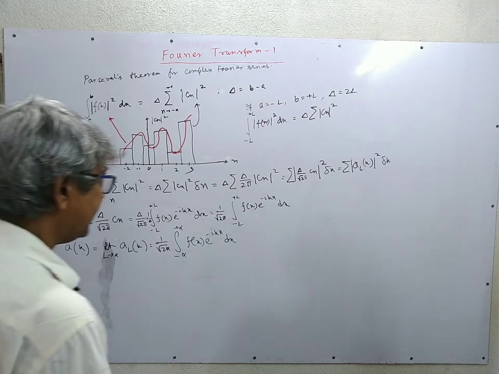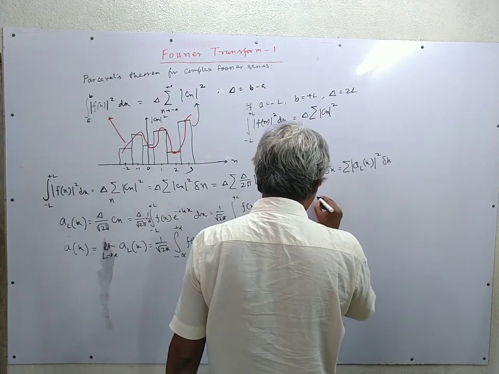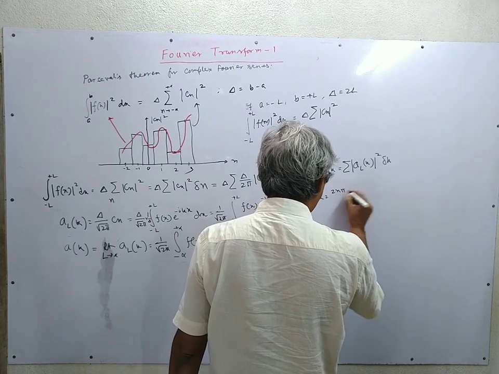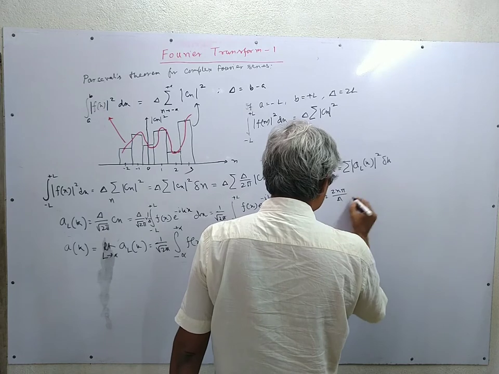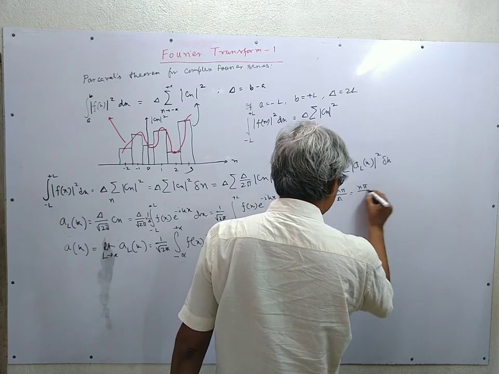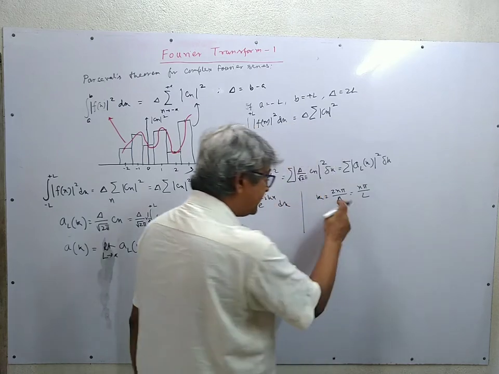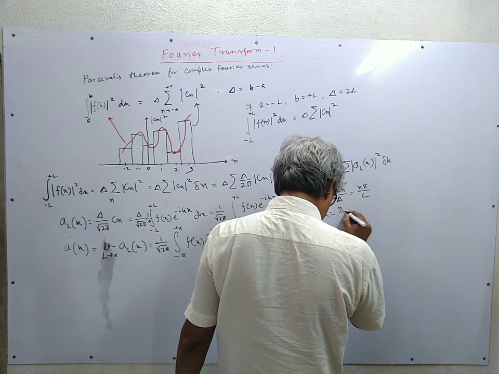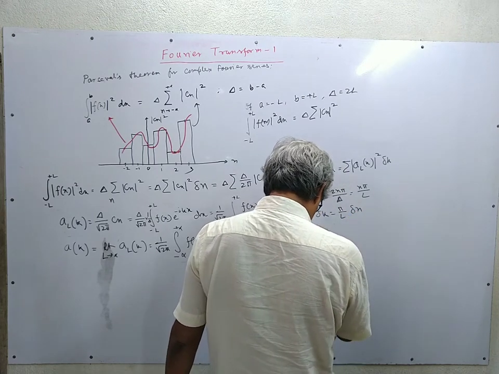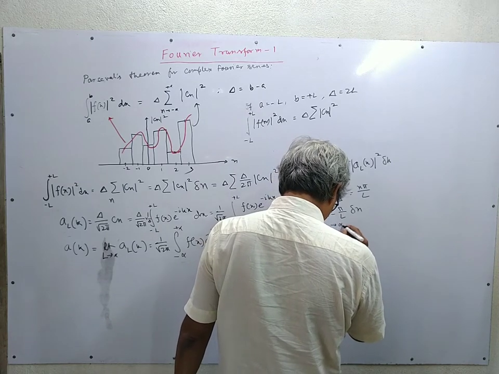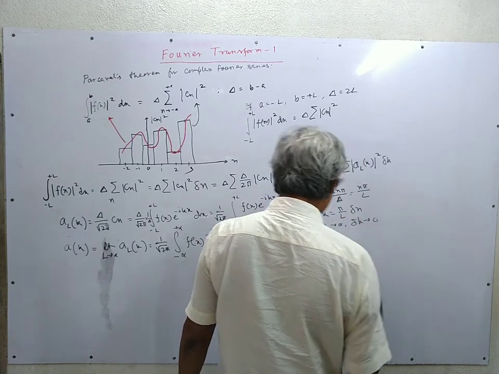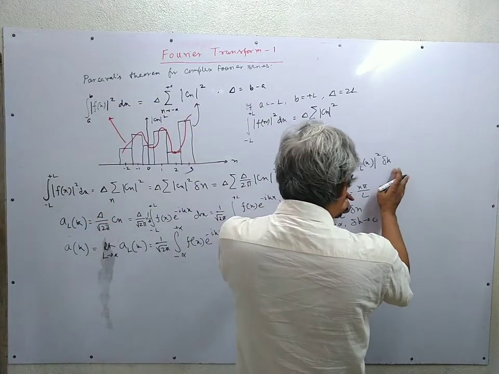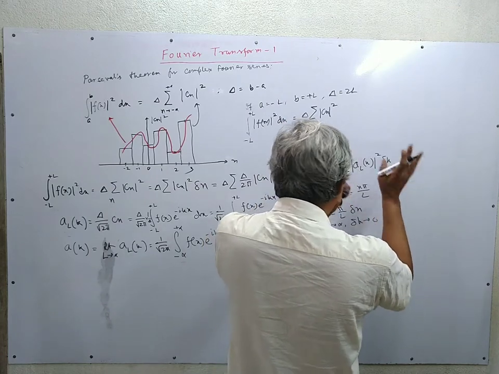Now in such case, recall the expression for K. K is equal to 2n pi by delta, which in our case is n pi by L, as delta is equal to 2L, and delta K is equal to pi by L delta n. As L tends to infinity, delta K tends to 0, in which case we can replace this sum by an integral over K.